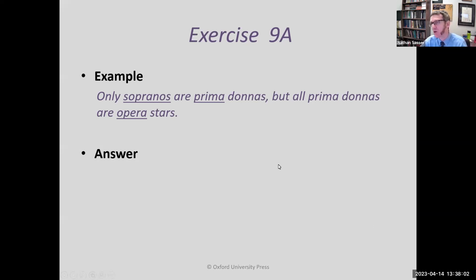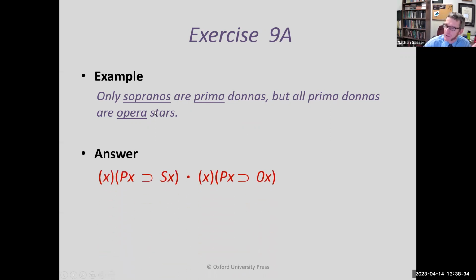All right, let's look at an example here. Only sopranos are prima donnas, but all prima donnas are opera stars. Now, give that a try for a second. Pause the video and think about it. All right, you back? So only sopranos is a necessary condition of a conditional statement. That means it's going to be in the consequent. So what we're going to have is for all x, if x is a P, that is a prima donna, then x is a soprano.